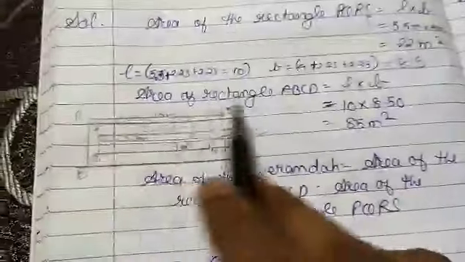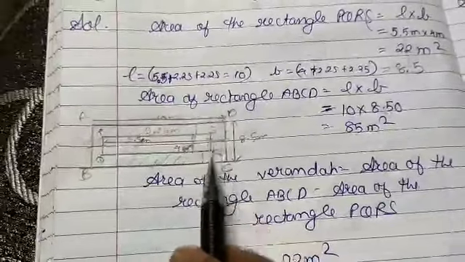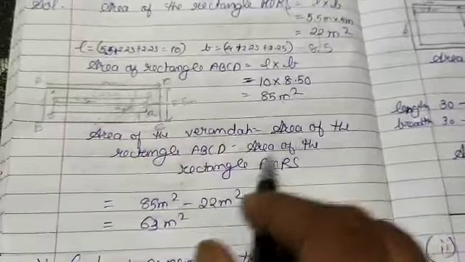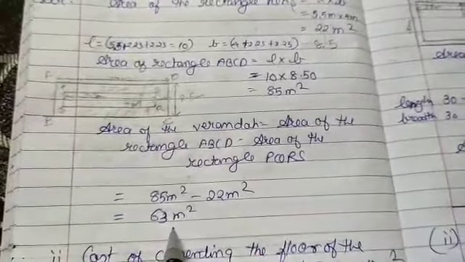Now from the total area ABCD, I will subtract the area of PQRS, so I will get the area of the veranda. See here, area of the veranda equals area of rectangle ABCD minus area of rectangle PQRS, that is 85 meter square minus 22 meter square gives 63 meter square.